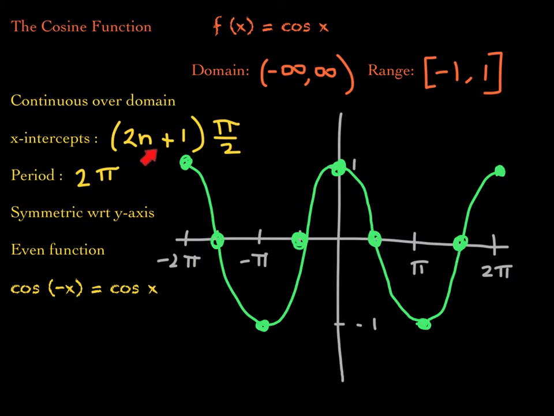And so this is how we say that: 2n plus 1 times pi over 2, where n is any integer. So here's the first multiple of pi over 2, the third multiple of pi over 2, and another x-intercept would occur at the fifth multiple of pi over 2. This is -1 pi over 2, -3 pi over 2. The next x-intercept would be -5 pi over 2, and so forth. The period of this function is 2 pi, so you get all of the important features of the graph between 0 and 2 pi.